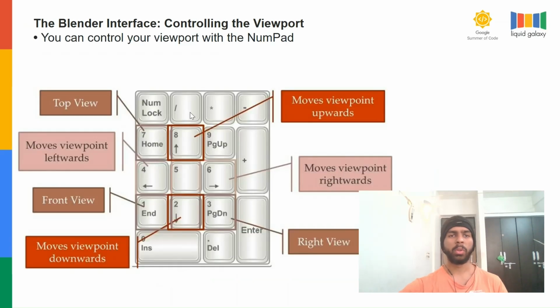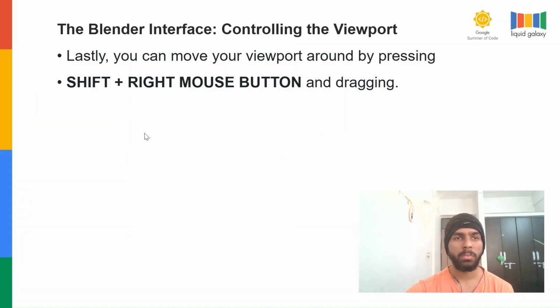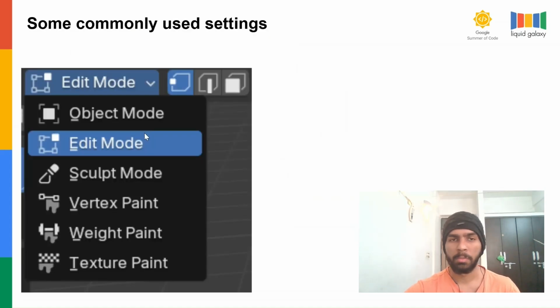You can control your viewport using your numpad. Like 7, 1, and 3 are the important ones. You press 1 and you get the front view of your viewport, 3 for the right view, 7 for the top view. You can also press Shift and mouse both at the same time, so you can drag your viewport. It shifts a bit using Shift right mouse click. You can also use just your mouse, but it only rotates it.